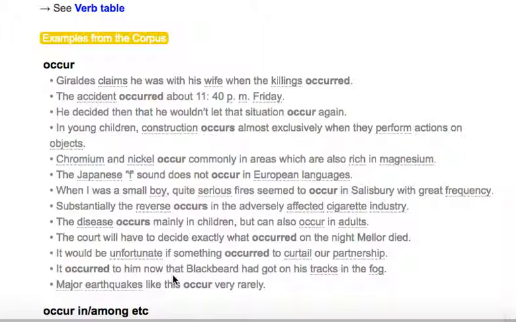It occurred to him, now that Blackbeard had got on his tracks in the fog. It occurred to him. Double R. Major earthquakes like this occur very rarely. So the question is, how often? How often do they occur? Very rarely means not very often.